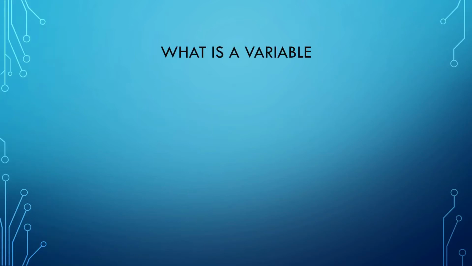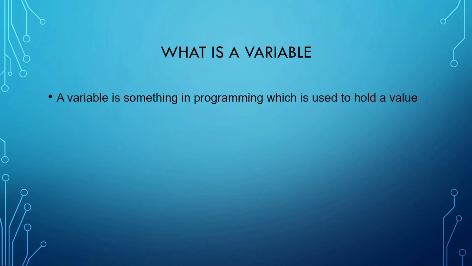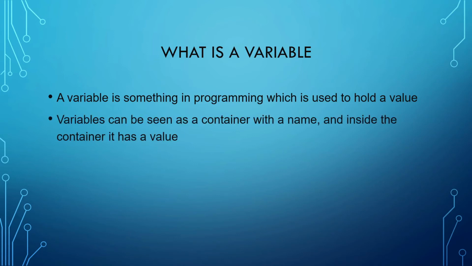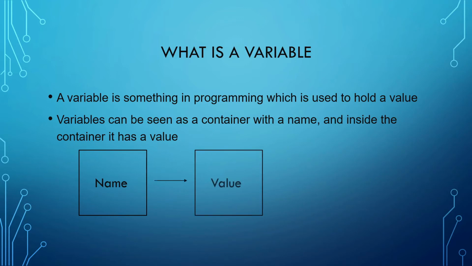So what is a variable? A variable is something in programming which is used to hold a value. Variables can be seen as a container with a name, and inside the container it has a value. So for example, I have a container that has a name, and inside of that container there is a value.